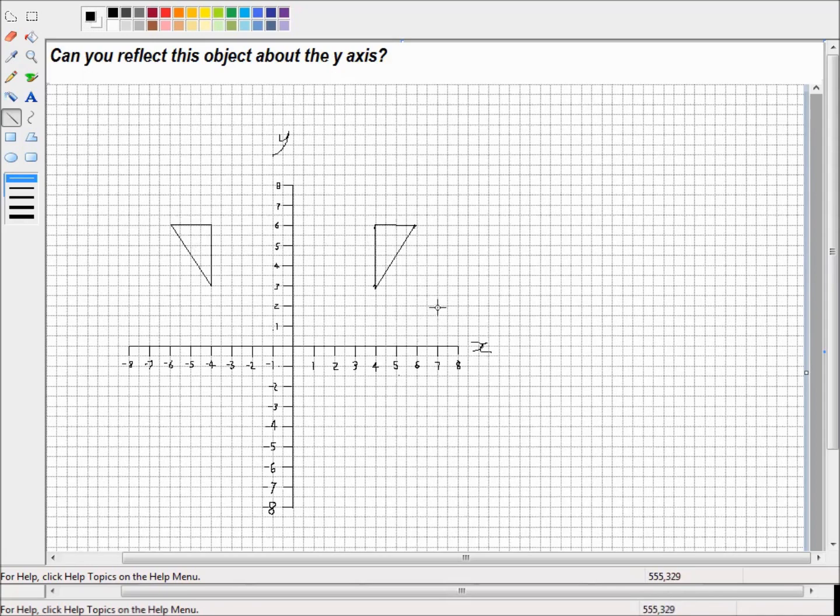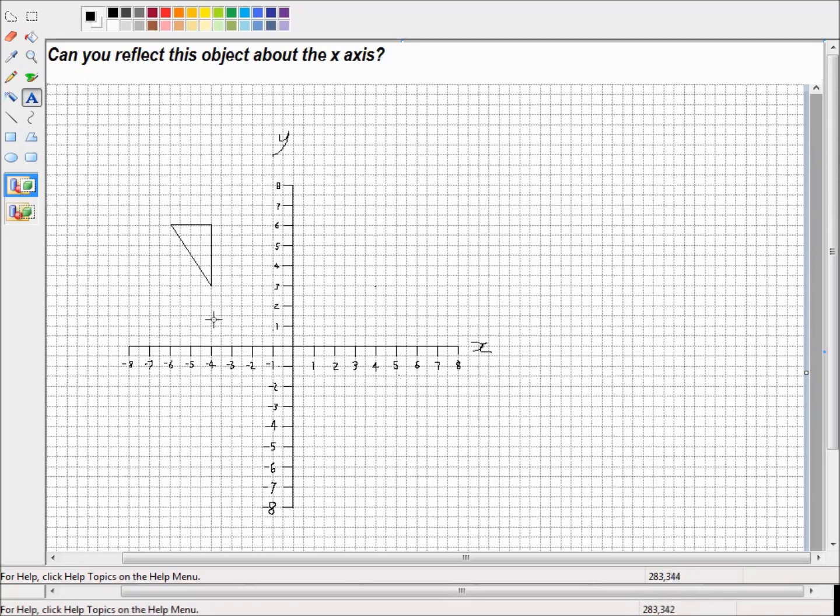Okay, let's try another example. Okay, so in this question we're asked, can you reflect this object about the x-axis? So it's the same principle. It's going to be that every point on the object is going to be the same distance away from the x-axis, or the same perpendicular distance. So we're looking at the vertical distance.